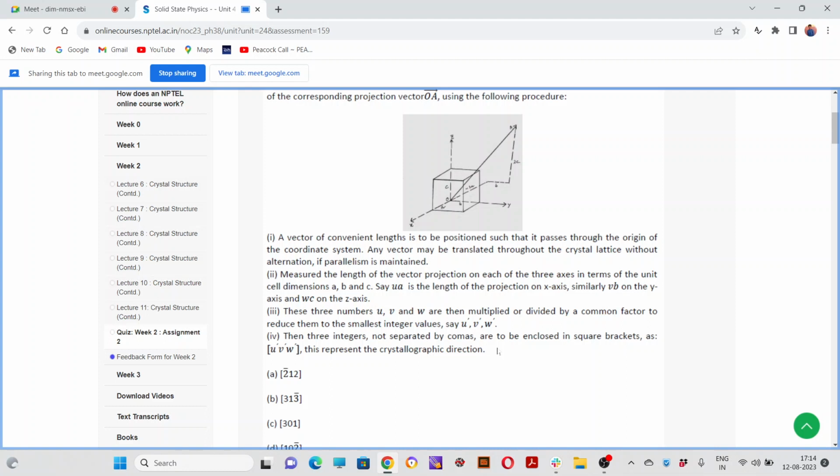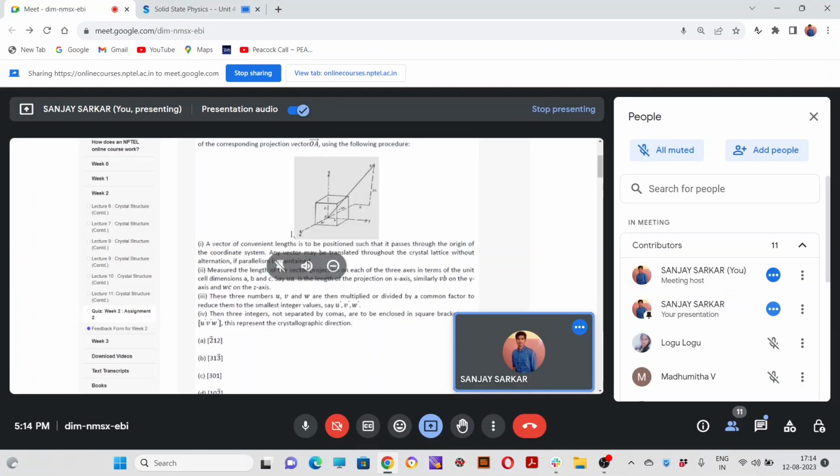So let me solve this. If everyone can open the question paper, then it will be easier, because I am going to share my iPad screen, so the question will not be shown. So I am not going to stop sharing from this.